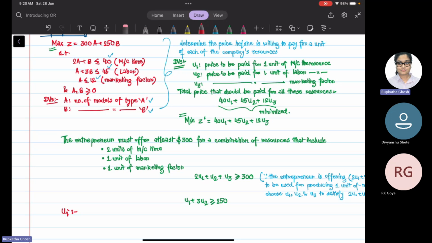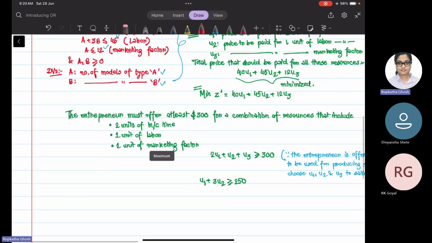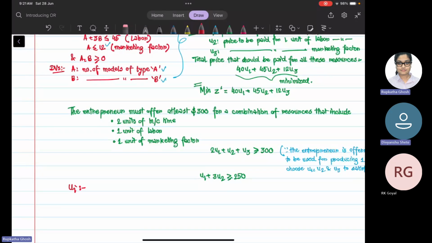Divyanshu, what is reduced cost? I don't think I have the notes in this tab, otherwise I could have shown. So it is the rate of change of the objective function for a unit increase in a non-basic variable. So what is dual price? Ma'am, does it correspond to your slack and surplus?